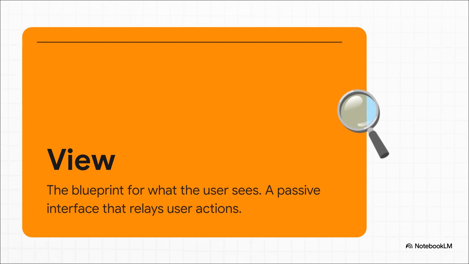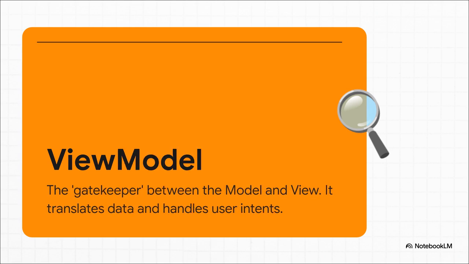It displays whatever data it's handed, and it tells the system when the user does something like tapping a button. It's totally passive. It has no game logic, no brains of its own. And connecting these two is the view model. This is the gatekeeper or the translator. It takes the raw data from the model and gets it ready for the view to show.